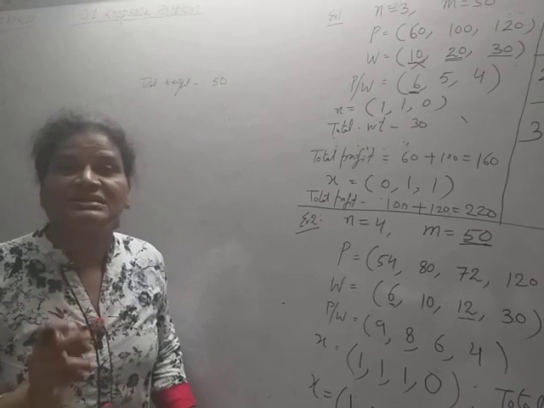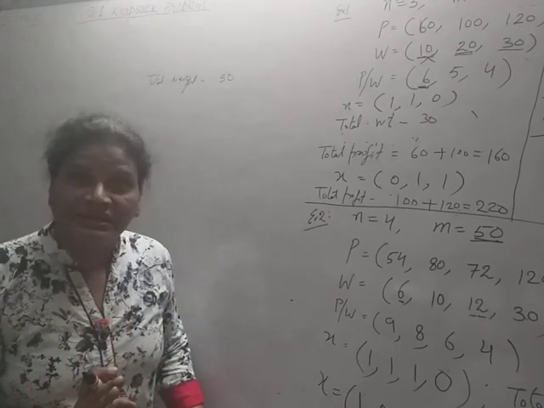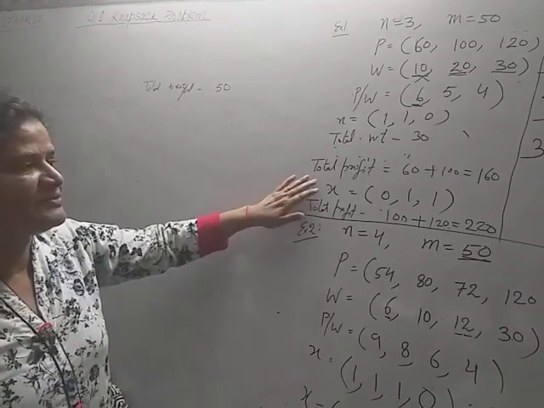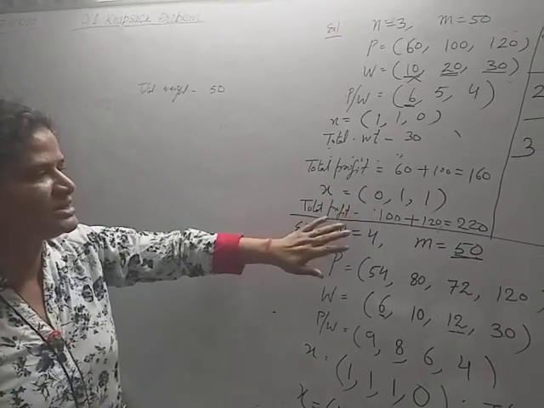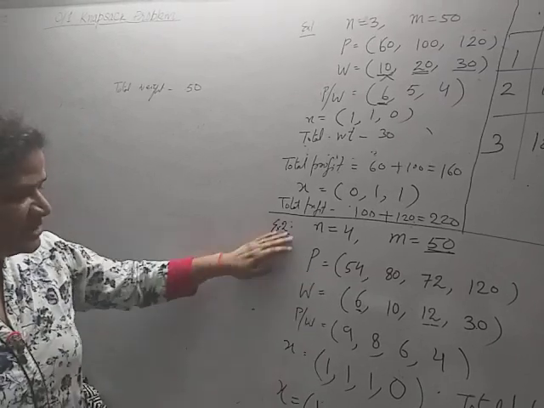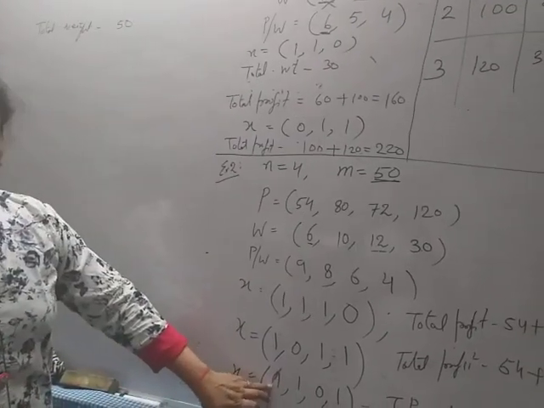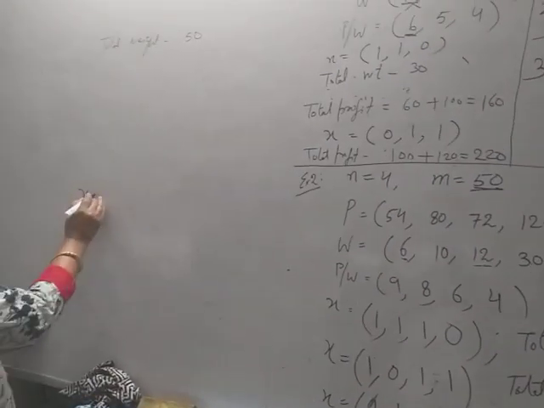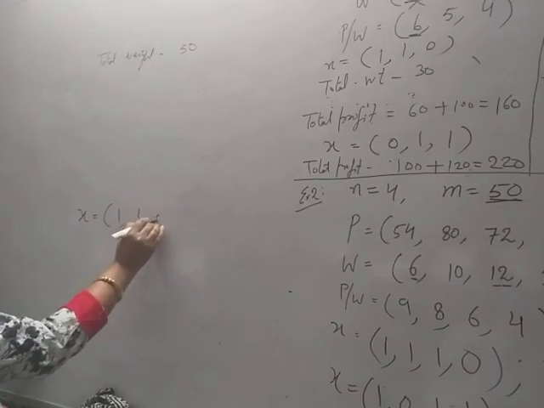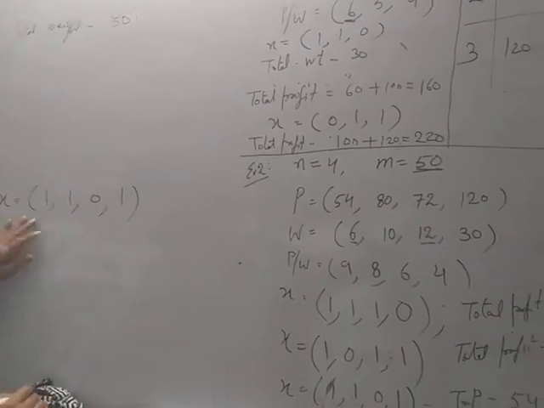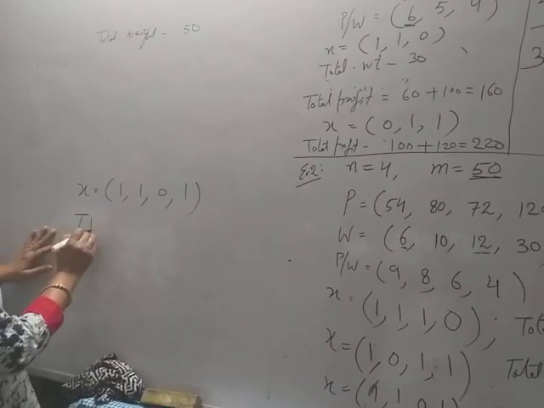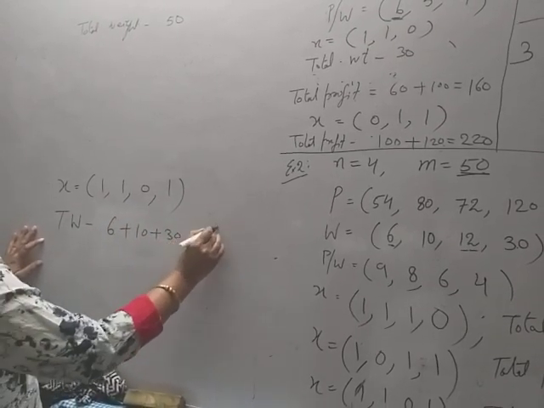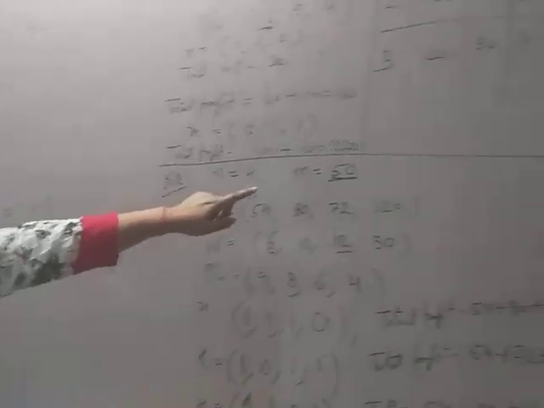But this is not the case in the 0-1 knapsack problem. Here the knapsack may or may not be full. This is the example where the knapsack is full, say this is the optimal solution and our total weight is also 50. But if you consider the second example, our optimal solution is x = 1101. If we consider this particular solution, then the total weight is 6 plus 10 plus 30, that is 46, and the knapsack capacity is 50.